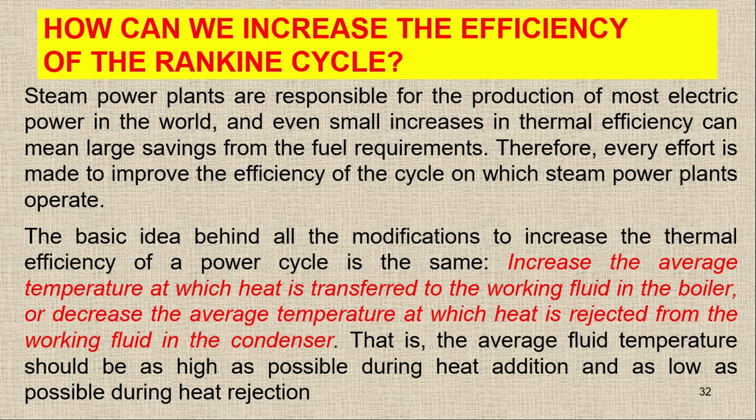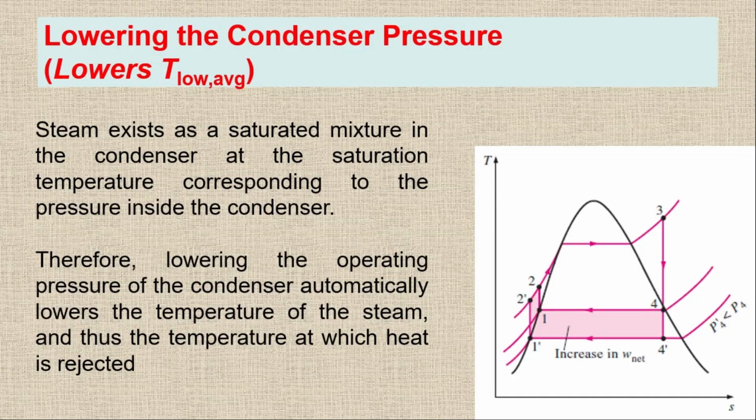First of all, we are going to check how we can increase the efficiency if we decrease the condenser pressure. Here if you see the TS diagram, you can see the states number 1, 2, 3 and 4. These are the actual states 1, 2, 3 and 4. This is the ideal Rankine cycle operating between these two pressure limits.